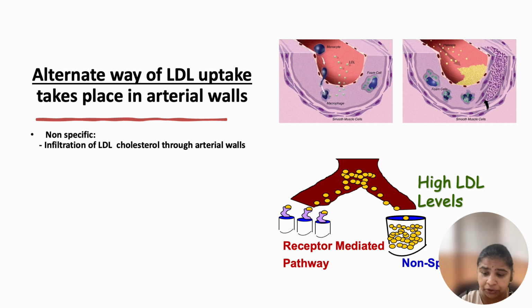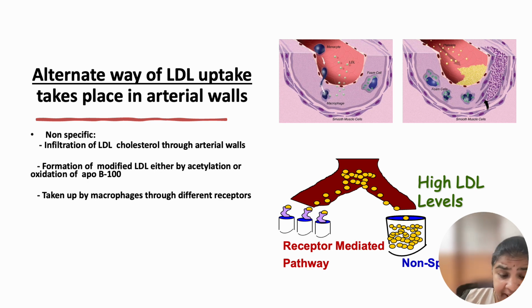Usually for cholesterol uptake by any cell, there should be receptors present on the cell surface and this takes up cholesterol. Once there is enough cholesterol in the cell, there is inhibition of these receptors and the receptors do not come to the cell surface, so that more cholesterol is not taken up by the cell. Whereas in these arterial walls, the down regulation of receptors is not happening. So, there is a non-specific infiltration of LDL through the arterial walls into the cells.